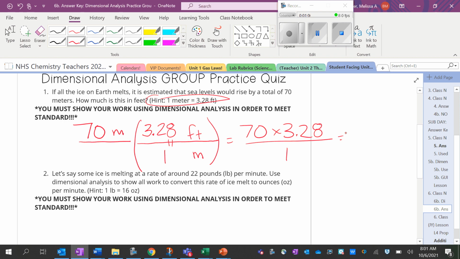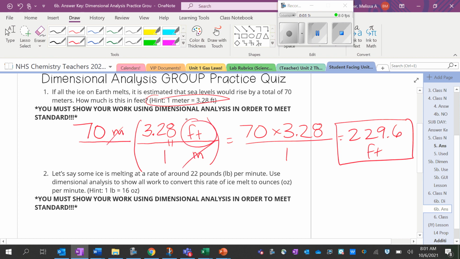So in my calculator, 70 times 3.28, that's 229.6 feet. And I'm going to show also my meters canceling out, then I'm left with feet.